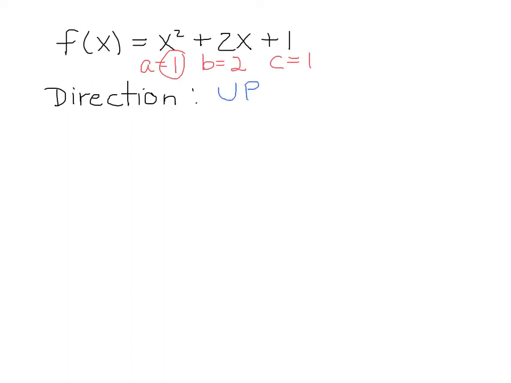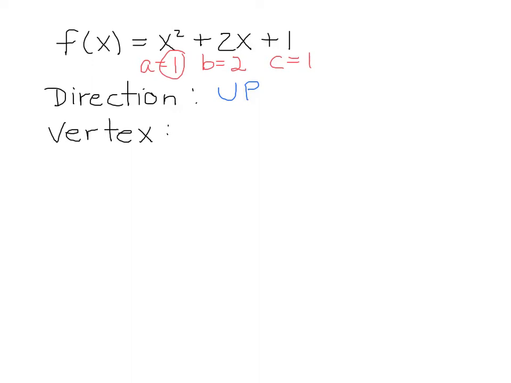The next thing we'll talk about is the vertex, because the vertex is really the key point for a parabola. It's where it turns around, and the symmetry revolves around that. The range has something to do with the vertex, and also increasing and decreasing. So we really need to know what that vertex is.